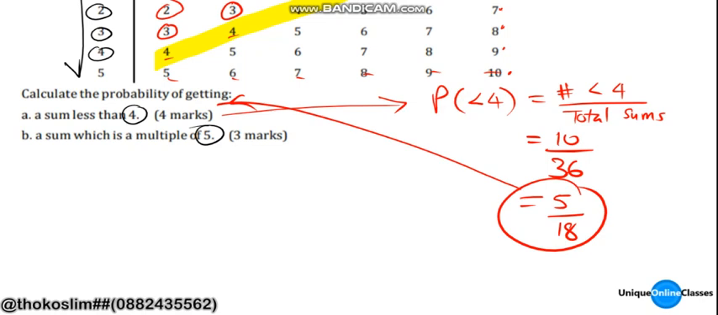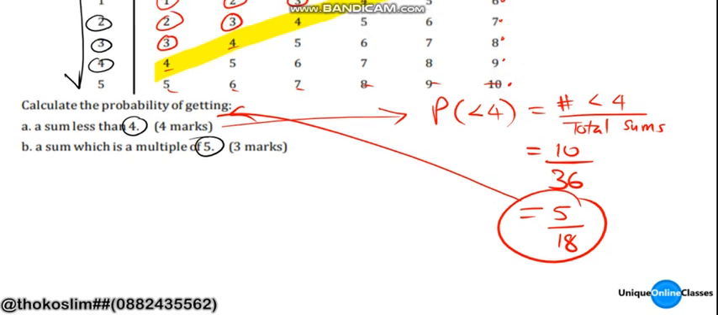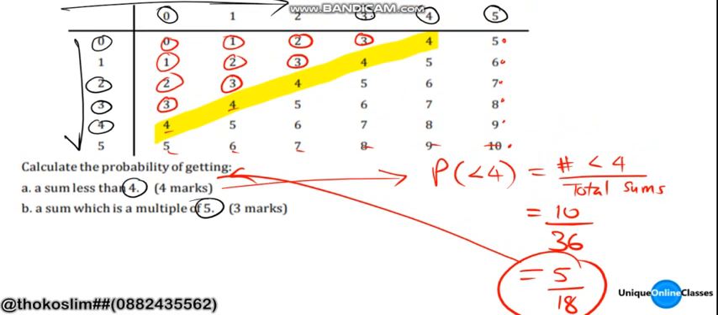And the sum which is a multiple of 5. Multiple of 5, we have this one: 1, 2, 3, 4, 5, 6, so 5 and 10. It's a multiple of 5. So we have 1, 2, 3, 4, 5, 6, 7 multiples of 5.